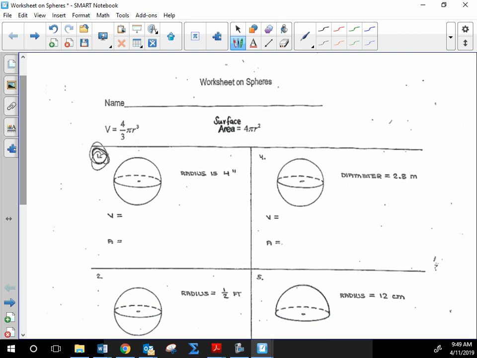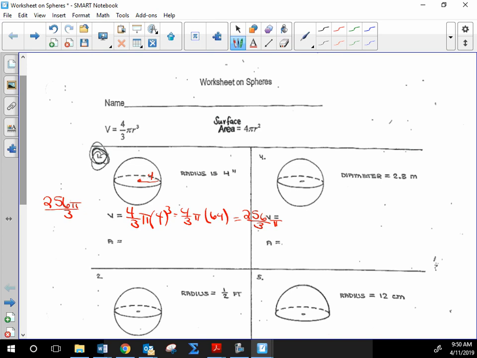So let's just take a look at number 1. It says my radius is 4 inches. So my volume, 4 thirds pi r cubed. So 4 cubed. What is 4 cubed? 64. Can I reduce 64 and 3? No. So we've got to multiply that out. What's 4 times 64? 256. Good. 256 over 3 pi. Now you could write this as 256 pi over 3, or 256 thirds pi, either way.